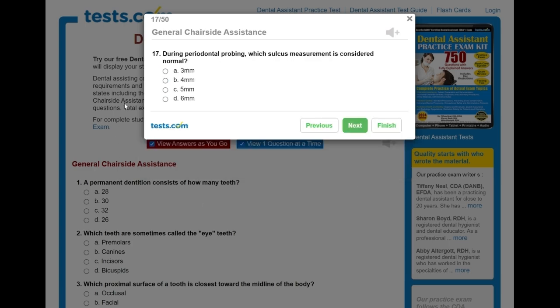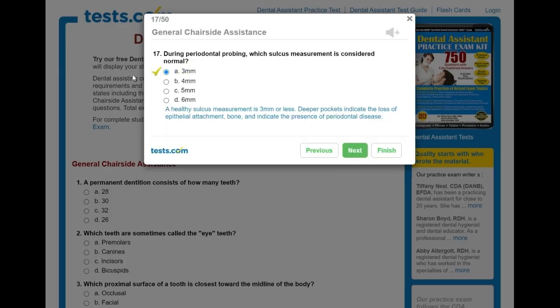Question 17. During periodontal probing, which sulcus measurement is considered normal? A. 3 mm. B. 4 mm. C. 5 mm. D. 6 mm.